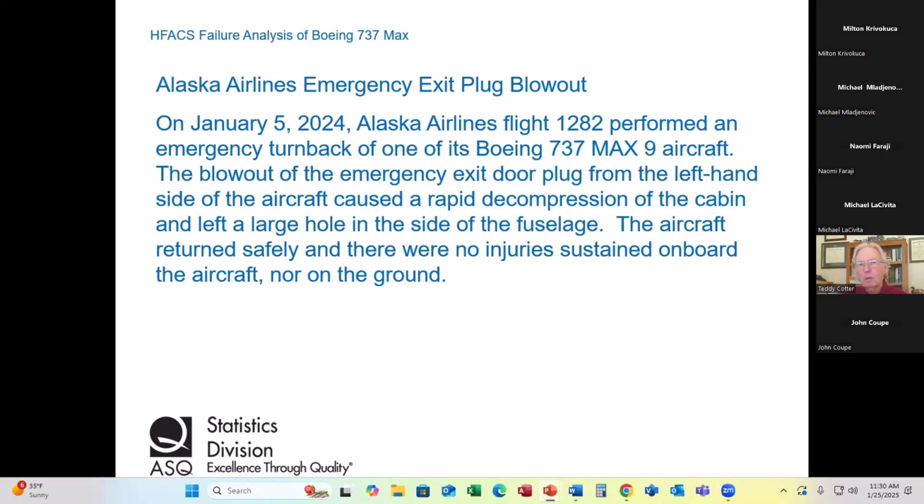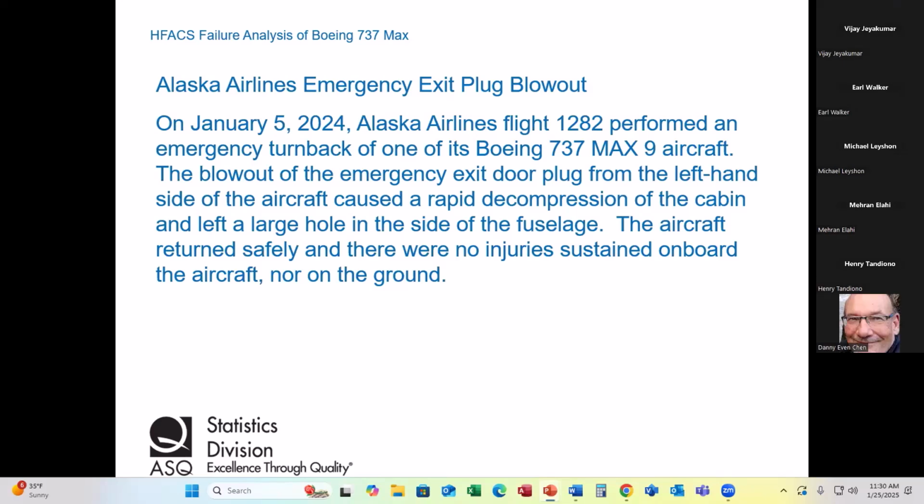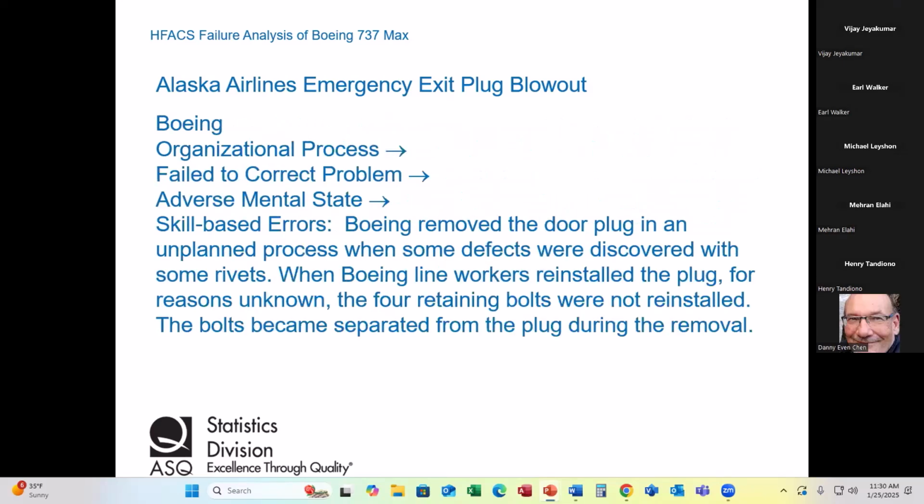As a result, blowout of the emergency exit door plug from the left-hand side of the aircraft caused a rapid decompression of the cabin and left a large hole in the side of the fuselage. The aircraft returned safely and there were no injuries sustained on board the aircraft nor on the ground. Now, reading the FAA reports, first, we all go back to Boeing.